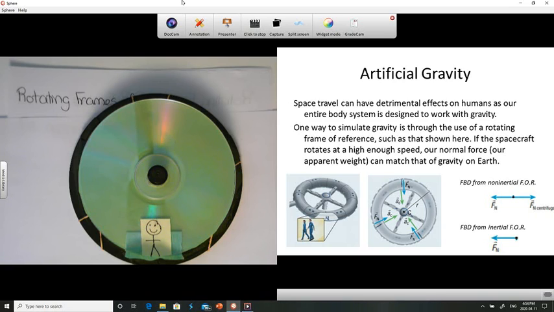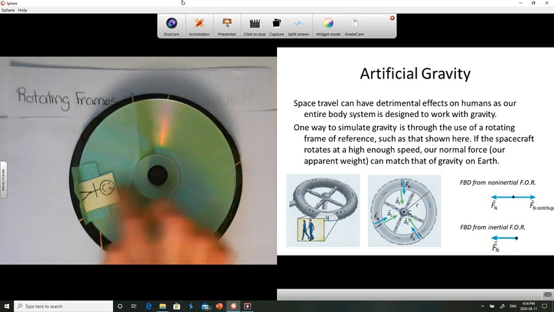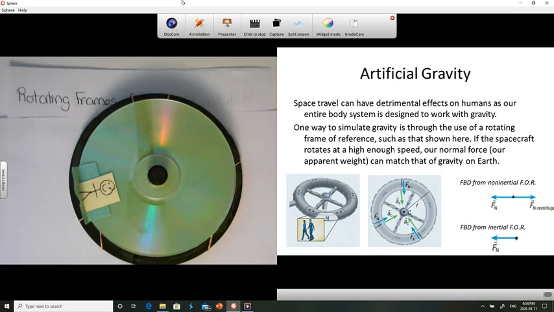Now, our spacecraft is designed to be a circle, like we have right here on our disk, and I've replaced where Larry was with this little astronaut person. If I spin the disk, we know from our demonstration with Larry that the person is going to experience a force towards the center of the circle, which is causing that rotational motion, but they also, from within their frame of reference, feel this outwards push.